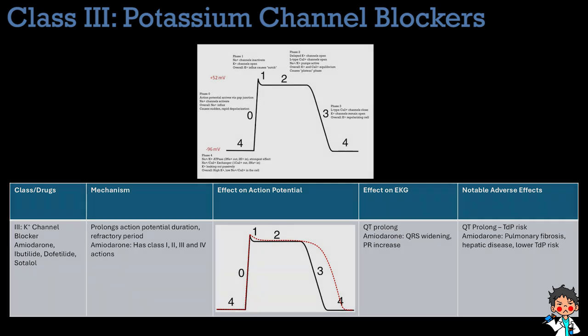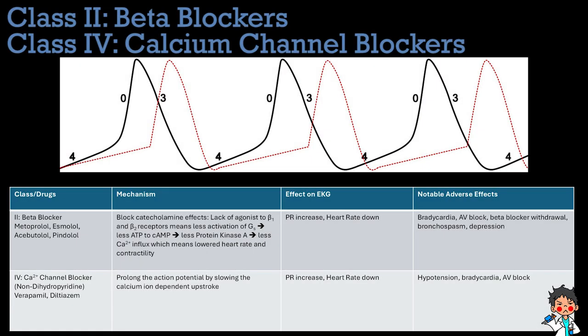So next I'm going to talk about the class 2 and class 4 antiarrhythmics together because their mechanisms are actually very closely related. So beta blockers, of course, block beta receptors, normally agonized by catecholamines. And if you're at all familiar with your autonomic pharmacology, you will know that the catecholamines can agonize beta receptors like beta 1 and beta 2, which are Gs coupled receptors.